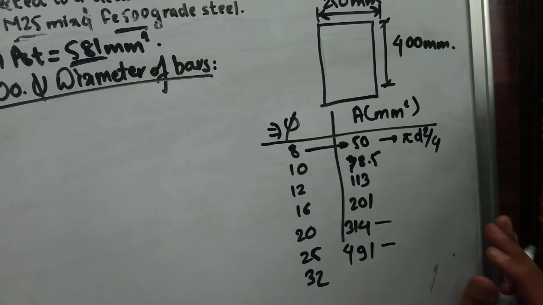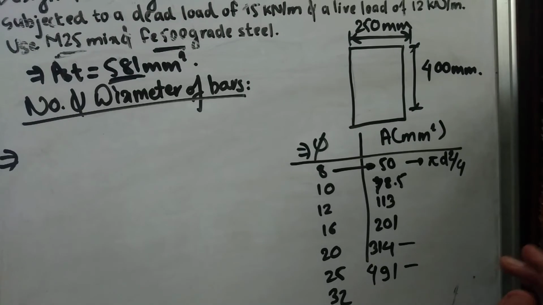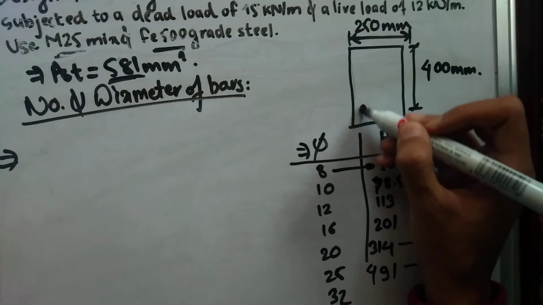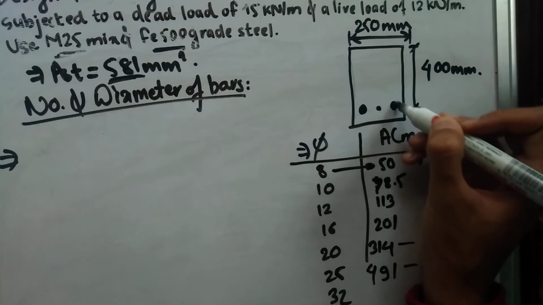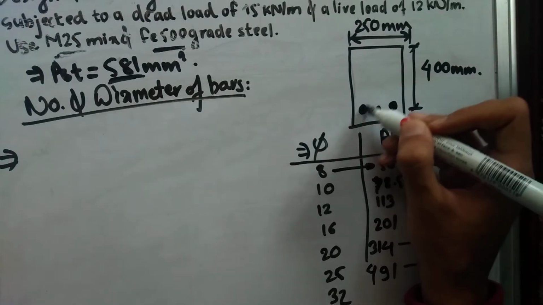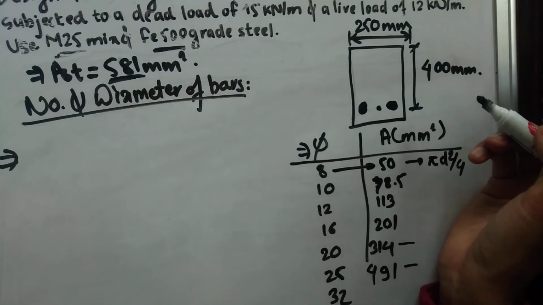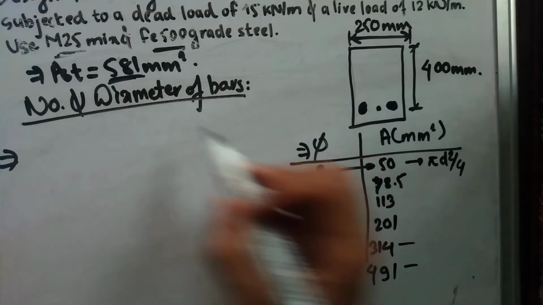The basic rule I need to follow is that the number of bars I use must be symmetrical. So I can use either 3 bars of larger diameter, or I can use 5 bars. I should not be using a single bar or 2 bars. I should be using symmetrical bars as much as possible. Right now I have 581.